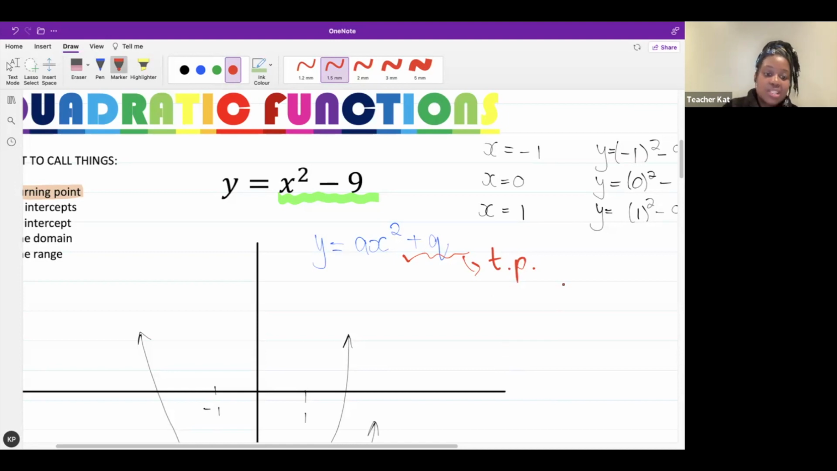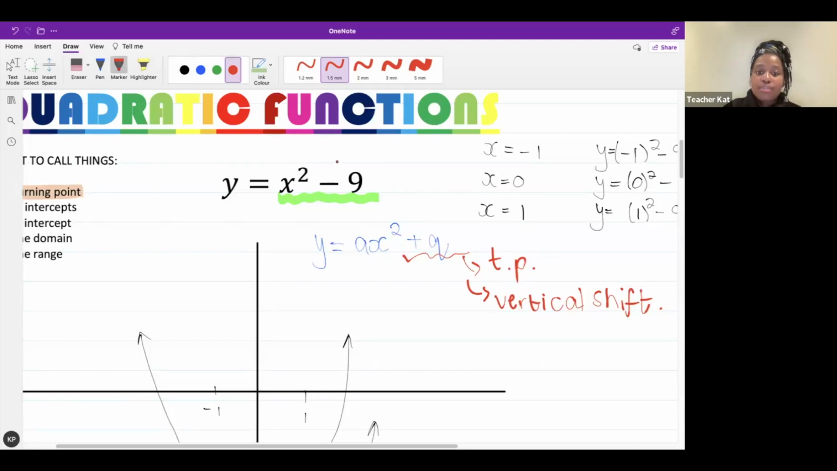What does -9 mean? I have moved my graph 9 units down. Do you guys get it? This is your vertical shift. There is a horizontal shift, but I'm just not sure whether you do it in grade 10 or not. So I'm just going to keep quiet to not confuse everyone. Okay, so Q tells you your vertical shift, and it also tells you where your new turning point will be.